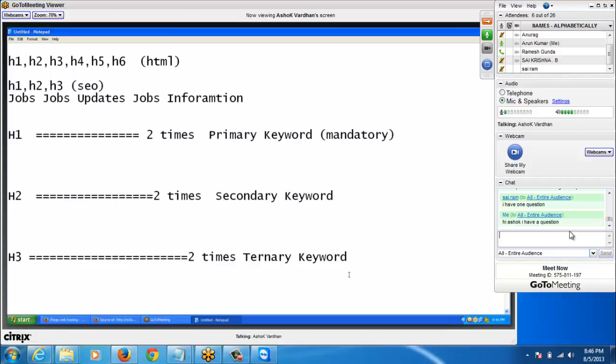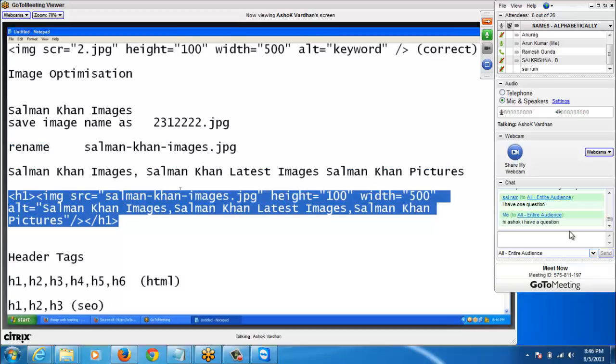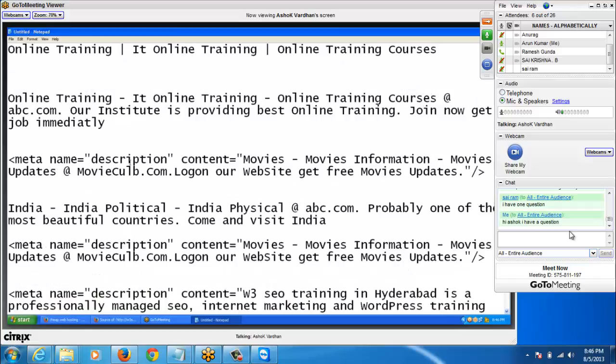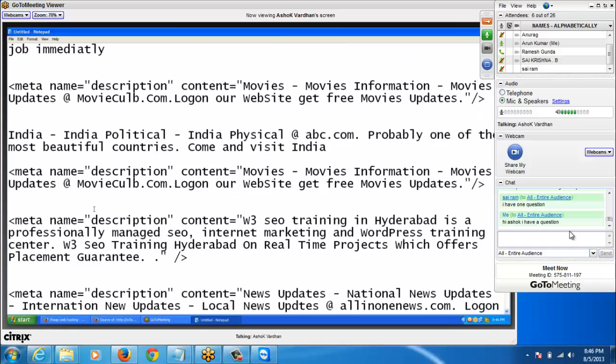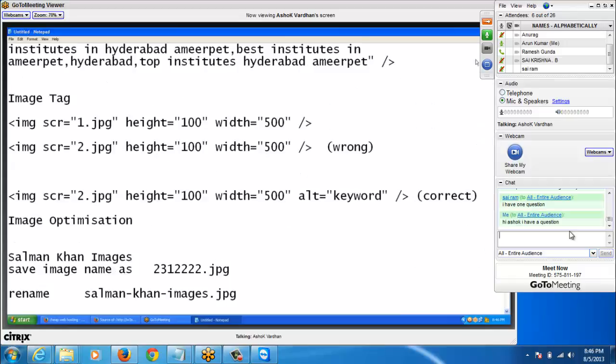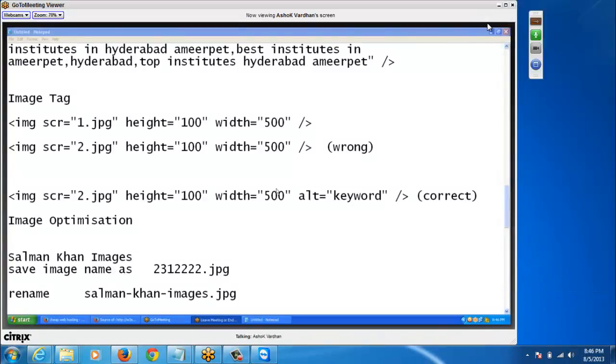If you have any doubt, please call me or mail me, and I'll send you notes within 1 hour, half an hour. This part, title tag. What is that? First one is URL structure, title tag, description, keywords, up to image tag. I'll send it. Thank you. Good night. Yes, I'll send it here.